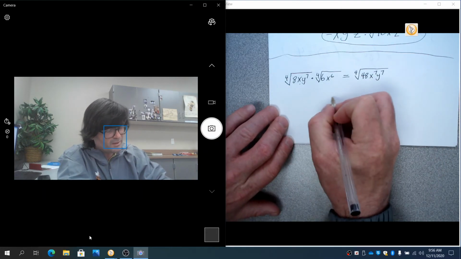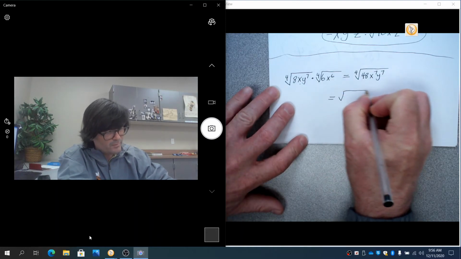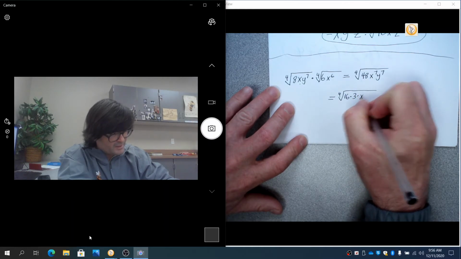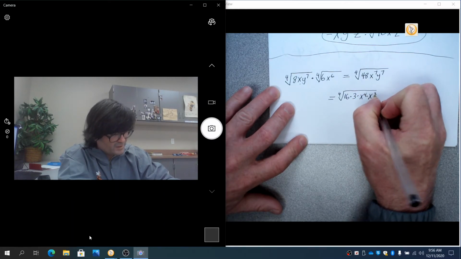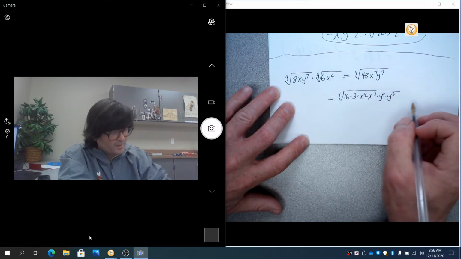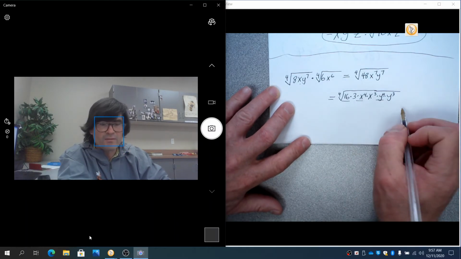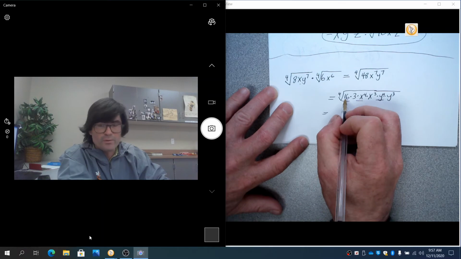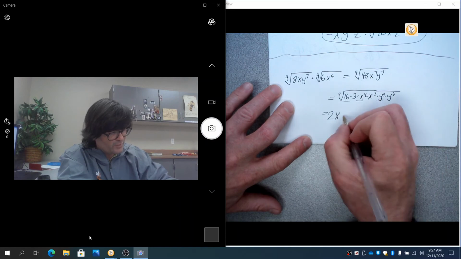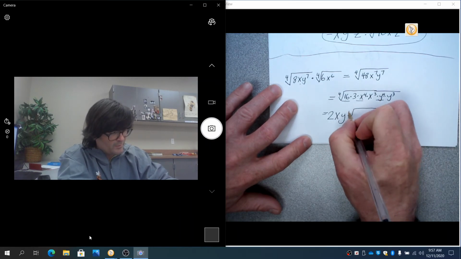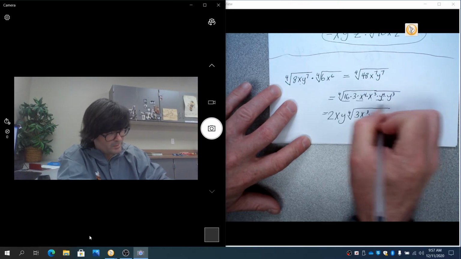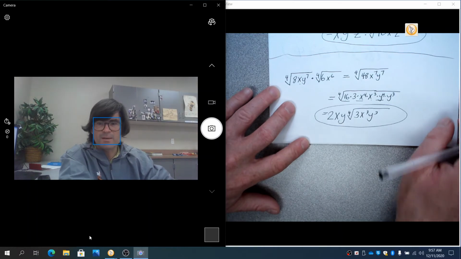So I'm going to go ahead and just write this as the fourth root of 16 times 3 times x to the 4th times x cubed times y to the 4th times y cubed. And this and this and this all have nice fourth roots that can come out. The fourth root of 16 is 2. The fourth root of x to the 4th is x. Y to the 4th is y. Remaining is a 3, an x cubed, and a y cubed. So that's that.